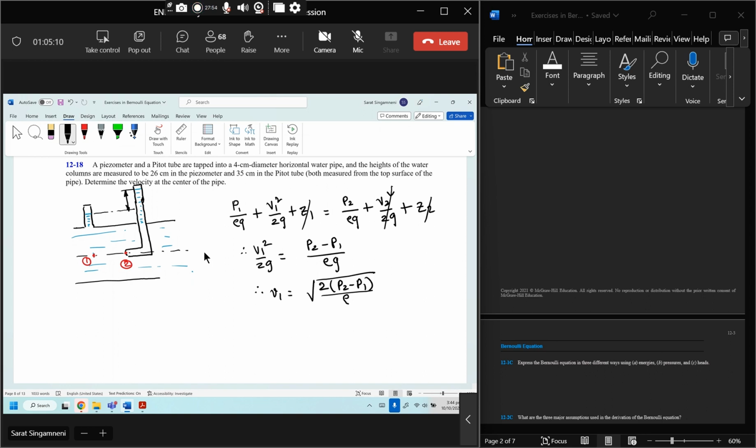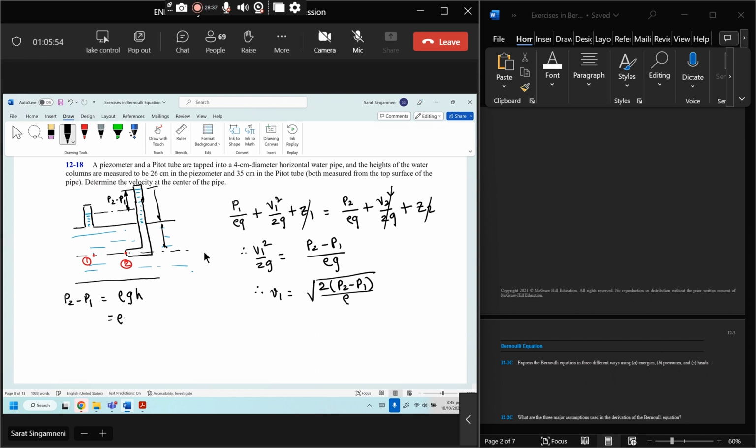All right. Now it is a 4 centimeter diameter horizontal water pipe. That's okay. And the height through which it has risen is 35 centimeters. Therefore, the pressure difference P2 minus P1, because this height is actually representing the whole of it from the center, it is P2, and this is P1 from the center because that distance is the same. P2 minus P1 is equal to rho times g times the height of that column.